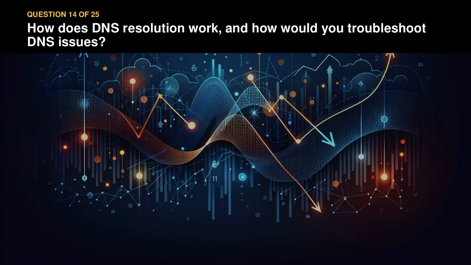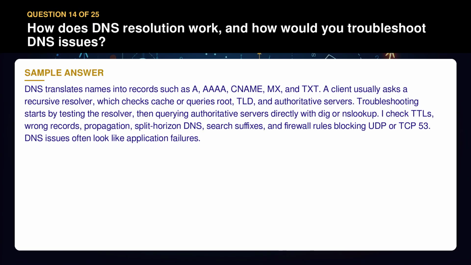How does DNS resolution work, and how would you troubleshoot DNS issues? DNS translates names into records such as A, AAAA, CNAME, MX, and TXT. A client usually asks a recursive resolver, which checks cache or queries root, TLD, and authoritative servers. Troubleshooting starts by testing the resolver, then querying authoritative servers directly with dig or nslookup. I check TTLs, wrong records, propagation, split horizon DNS, search suffixes, and firewall rules blocking UDP or TCP 53.